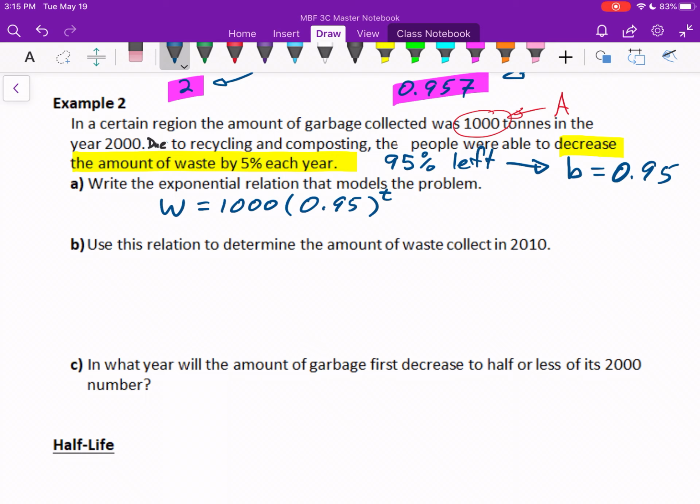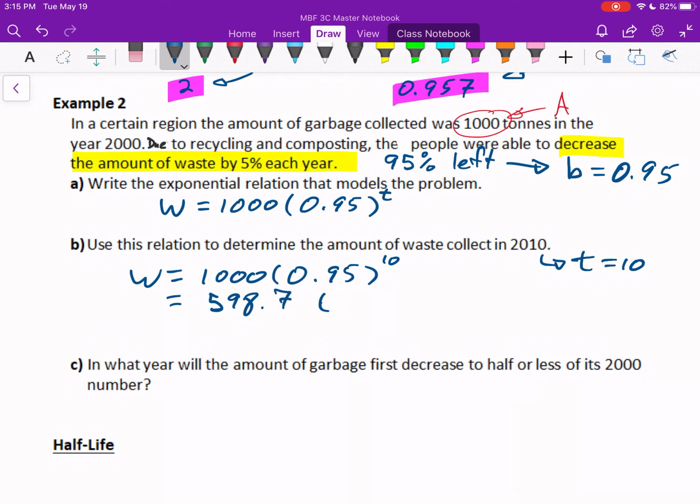Use this relation to determine the amount of waste collected in 2010. Remember, we started in the year 2000. That means that 10 years have gone past. T equals 10. So the amount of waste collected 10 years later, if it's going to go down by 5% each year, is 1,000 times 0.95 to the exponent 10. And that works out to be 598.7 tons.